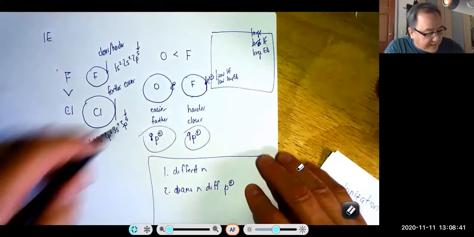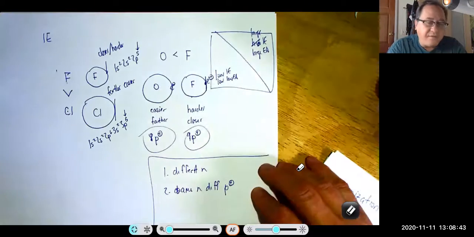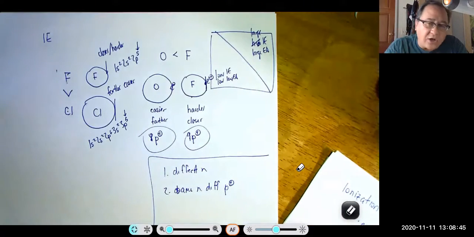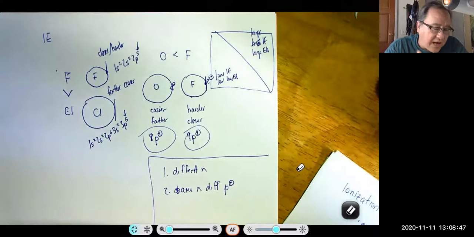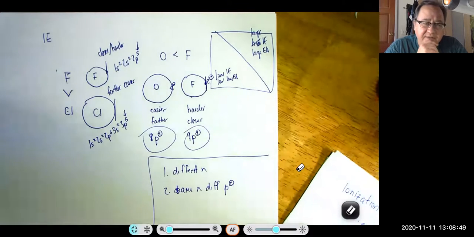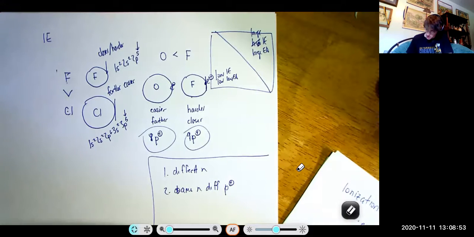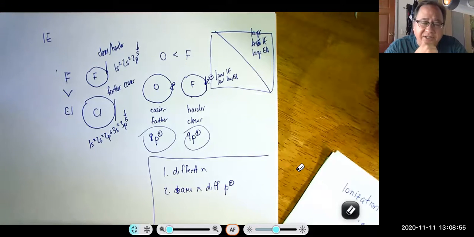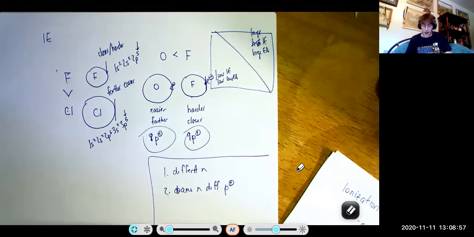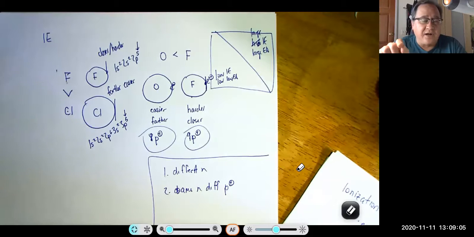But I want you to think about this. If you have a large ionization energy, how easy is it to take an electron? High ionization energy. Would it be harder to take it? If it's hard to take an electron.